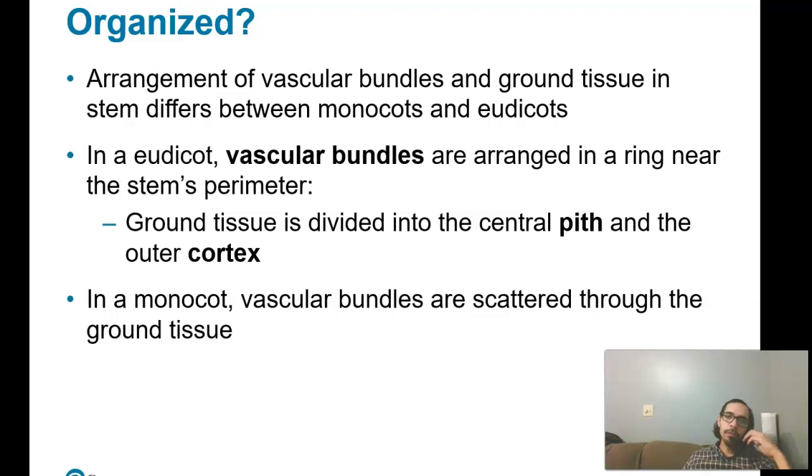So how is the primary shoot organized? The arrangement of the vascular bundles and ground tissue in the stem differs between monocots and eudicots. In a eudicot, the vascular bundles are arranged in a ring near the stem's perimeter, and the ground tissue is divided into the central pith in the middle, with the cortex surrounding the vascular bundles. In a monocot, the vascular bundles are scattered throughout the ground tissue.